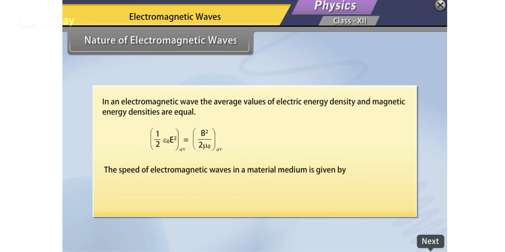The speed of electromagnetic waves in a material medium is given by the relation v is equal to c upon n.